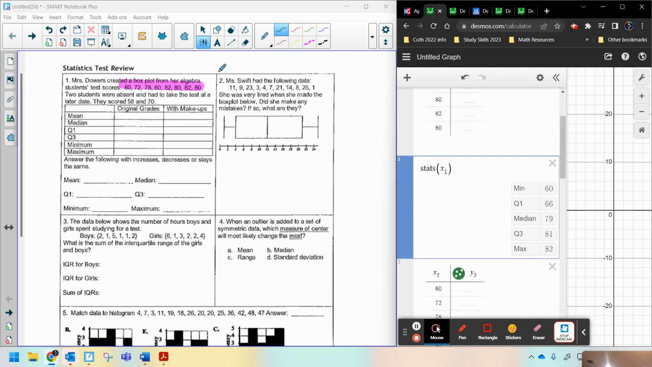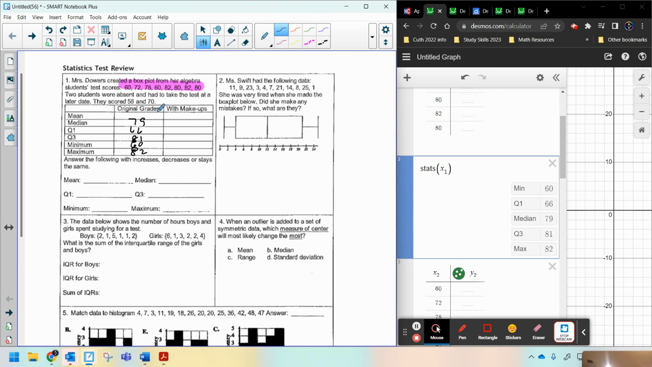So here we go. These are the original grades that we're putting in. We have a minimum of 60, a maximum 82, and Q1 66, Q3 81. Sorry if it's a little sloppy there. I'll try and be neater. And a median of 79.